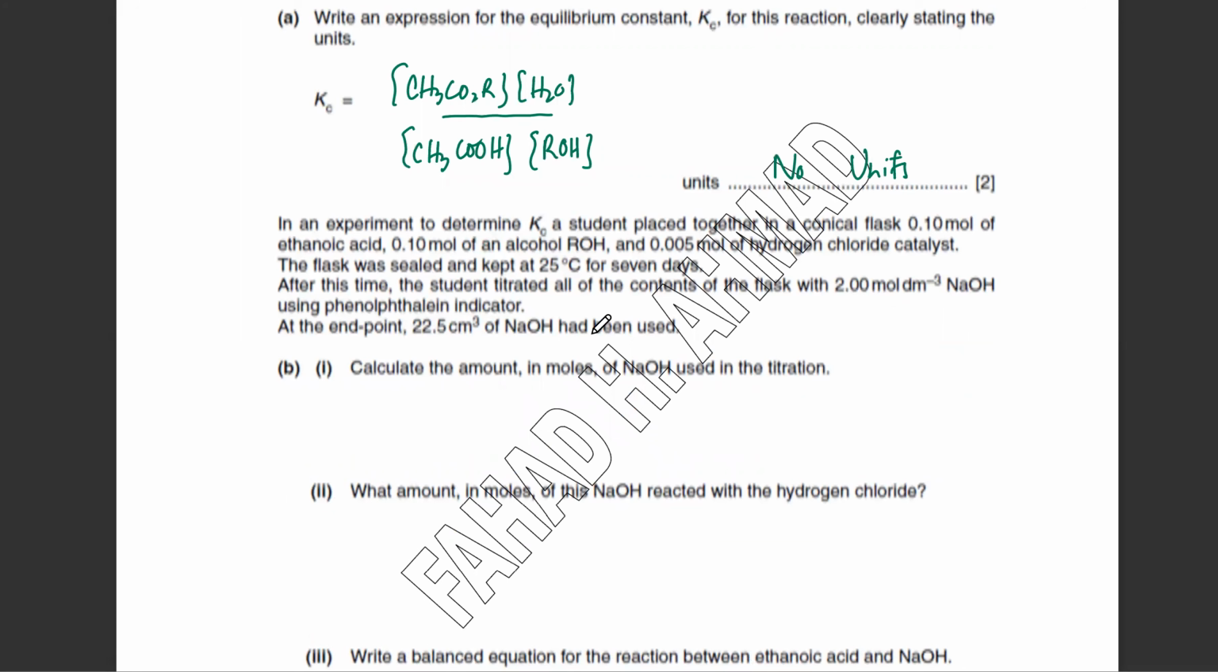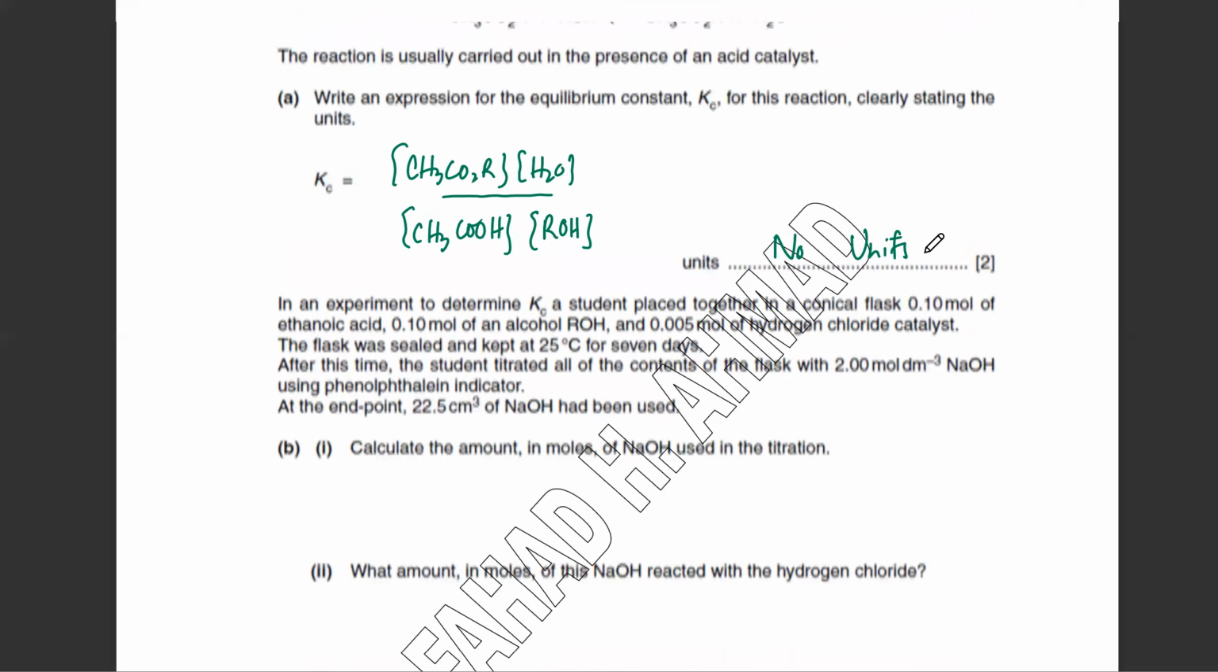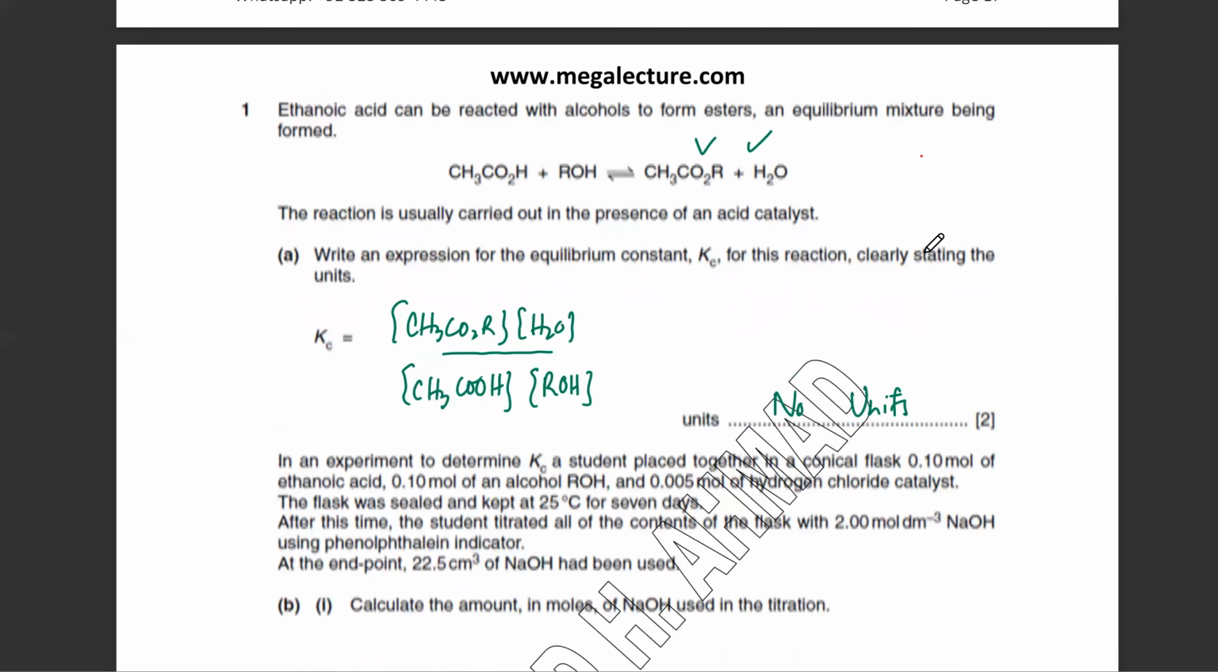Now, in this question, the moles part is kind of tricky. It says that in an experiment to determine Kc, a student placed together in a conical flask 0.1 moles of ethanoic acid and 0.1 moles of an alcohol and 0.0005 moles of HCl catalyst. So this is what's happening initially: 0.1 moles of alcohol and 0.1 moles of ethanoic acid. Those are your initial moles.